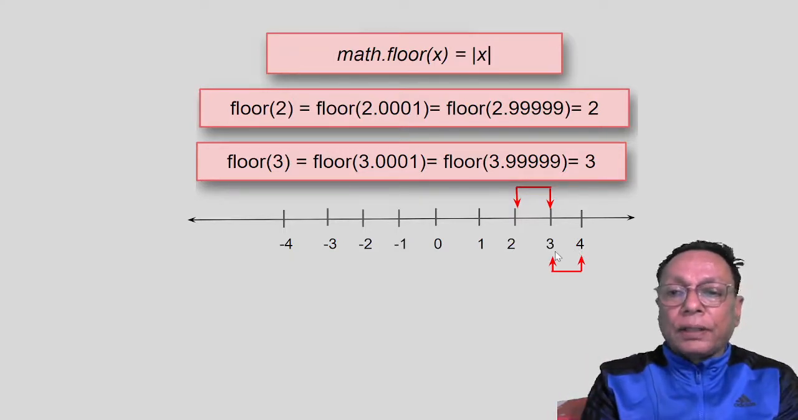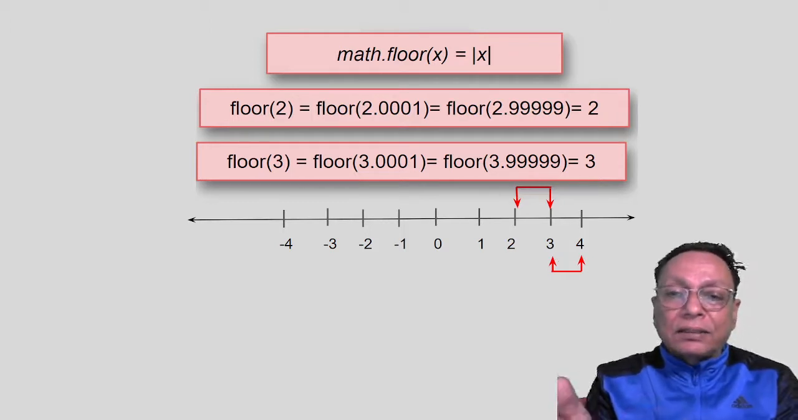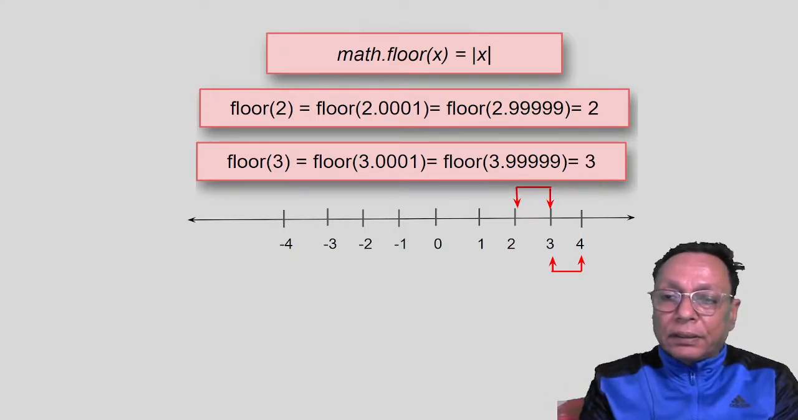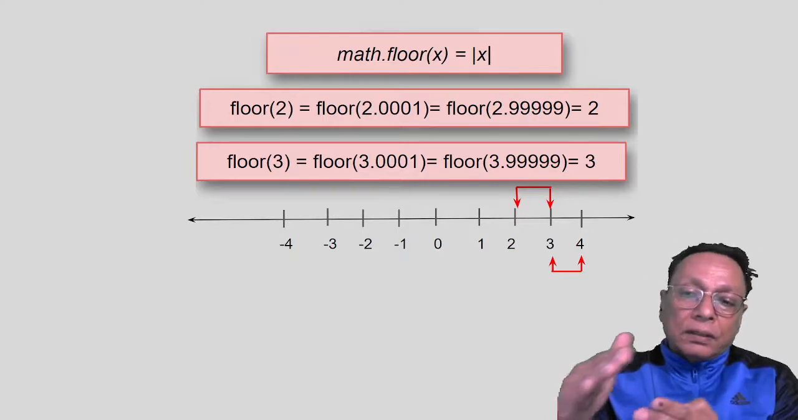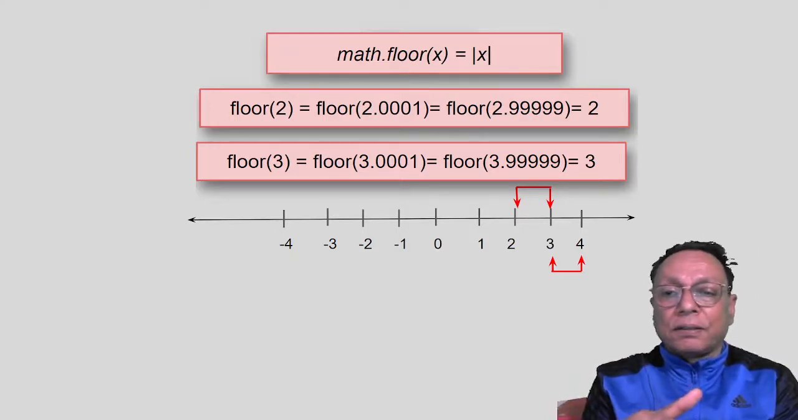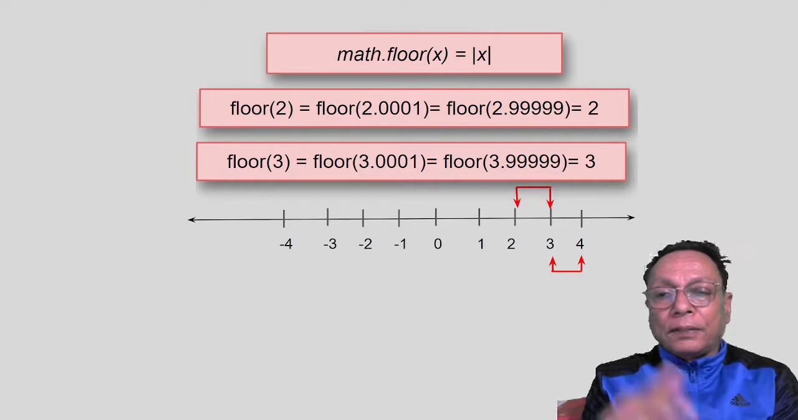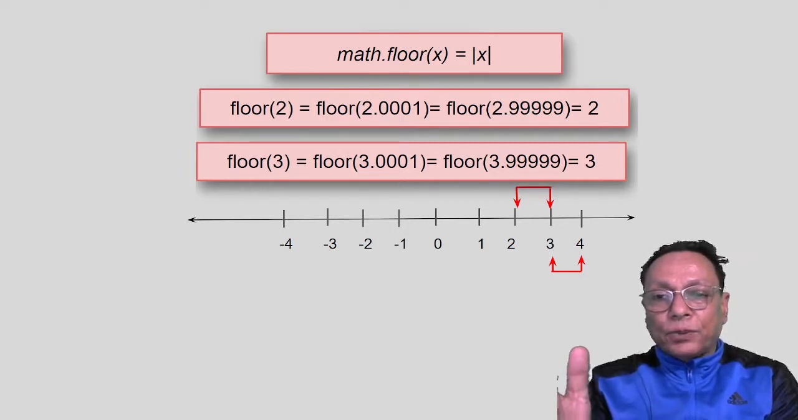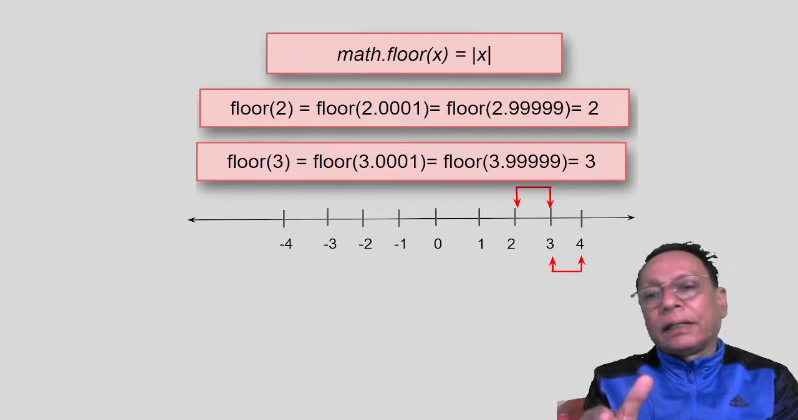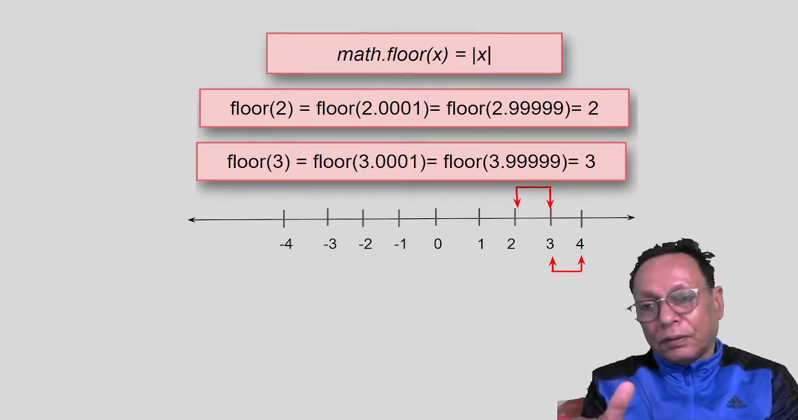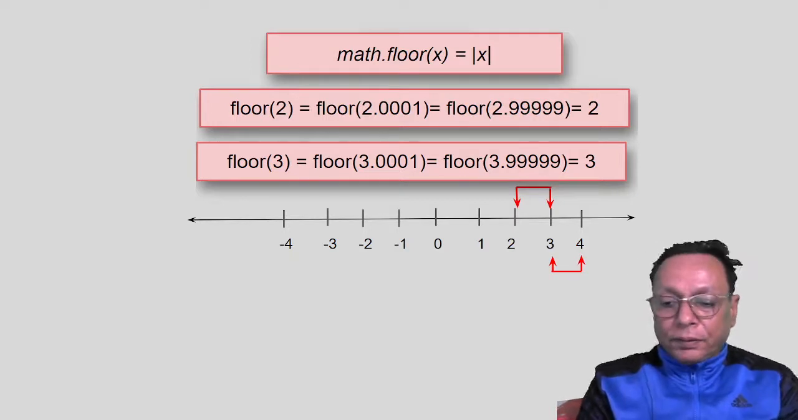So 3.999 or 3.001, which is greater than 3. 3.999 is greater than 3, but floor gives the lesser integer, not the greater integer. So this way, less or equal to means either it will give you 3, but it cannot give 4. Okay.